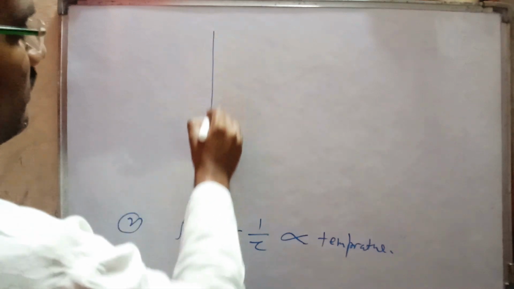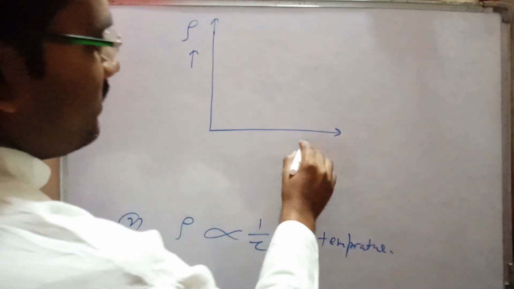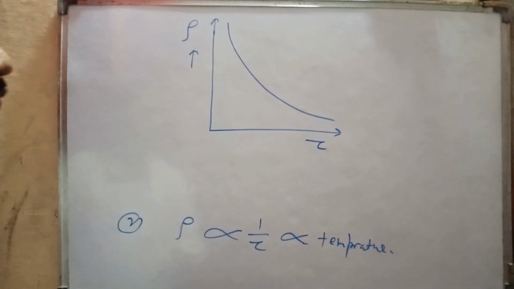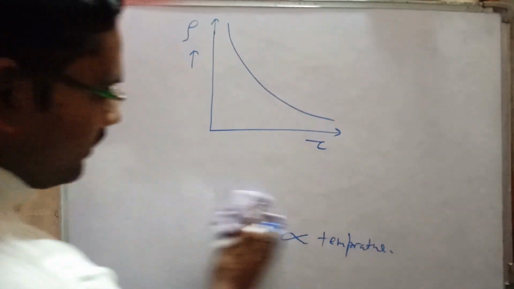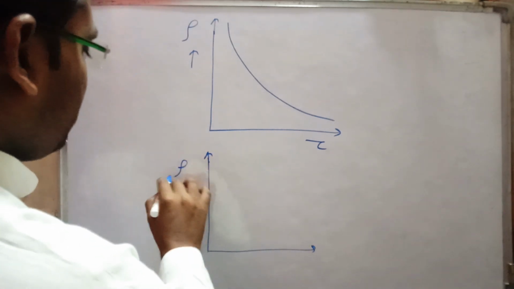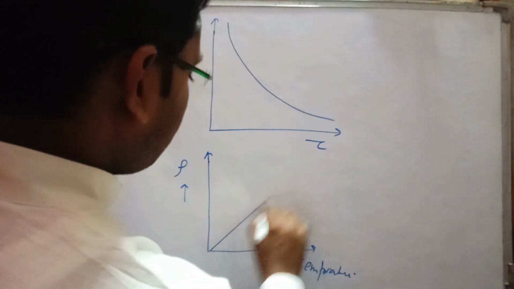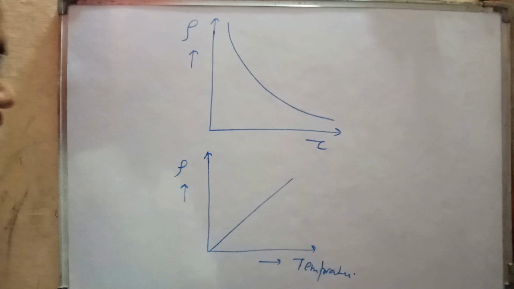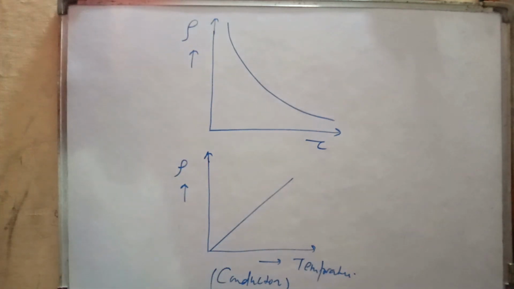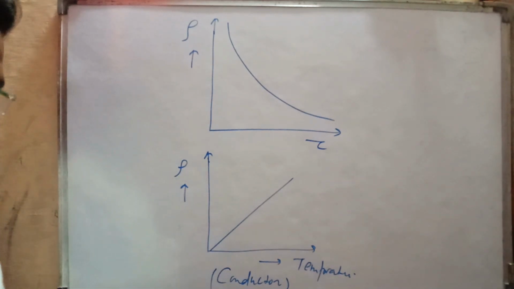Now here curve between resistivity and relaxation time. This was inversely proportional, that means hyperbola. If we draw curve between resistivity and temperature, that means this one is the straight line. This one for conductor. So these graphs are also important graphs put up in board examination.